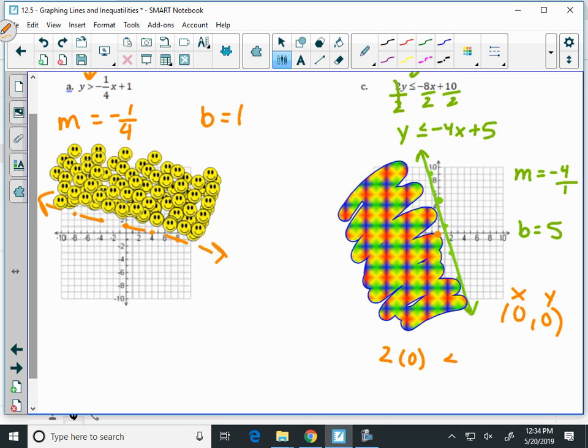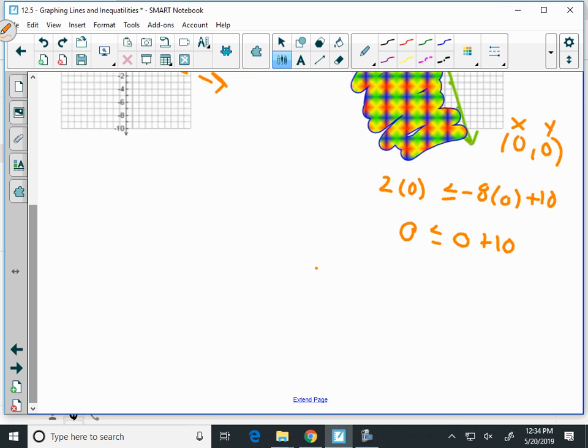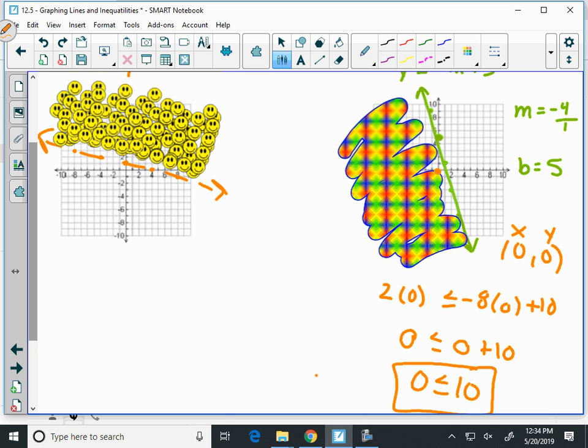So when I do that, what's 2 times 0? What's a negative 8 times 0? And what's 0 plus 10? 10. Is this true? Is 0 less than or equal to 10? Yes. So then you know you shaded right. If that wasn't true, then you're like, whoops, shaded the wrong region. I'm going to shade above the line, the other side of the line. This is a way of checking to make sure you did everything correct.